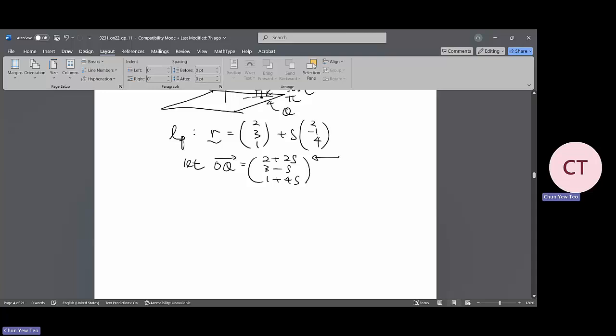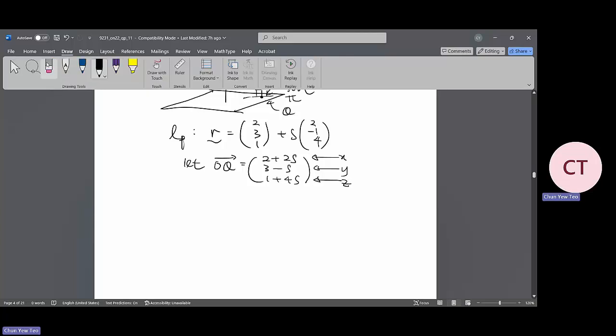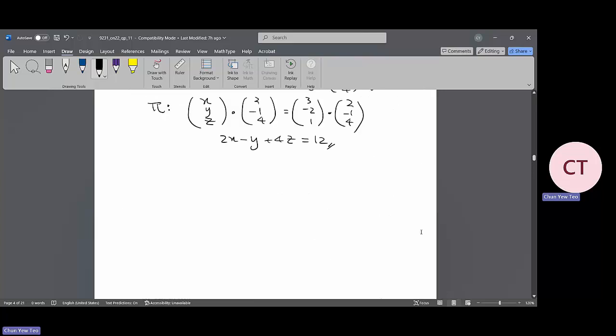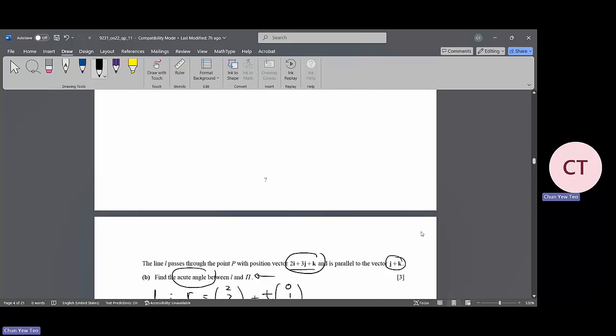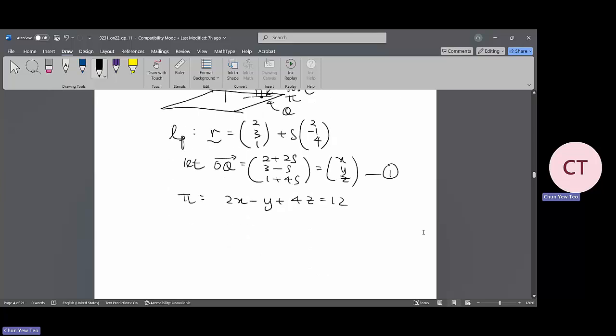This is the x, this is the y, this is the z. We are going to put x, y, z into the equation of pi. That will be equation 1. The pi, from part A just now, was 2x minus y plus 4z equal to 12. Let me check again, double confirm. 2x minus y plus 4z equal to 12. Yes. So that will be my equation number 2. Put 1 into 2.